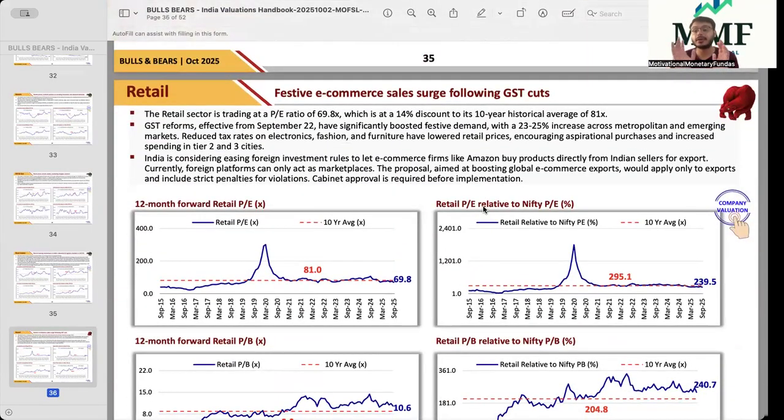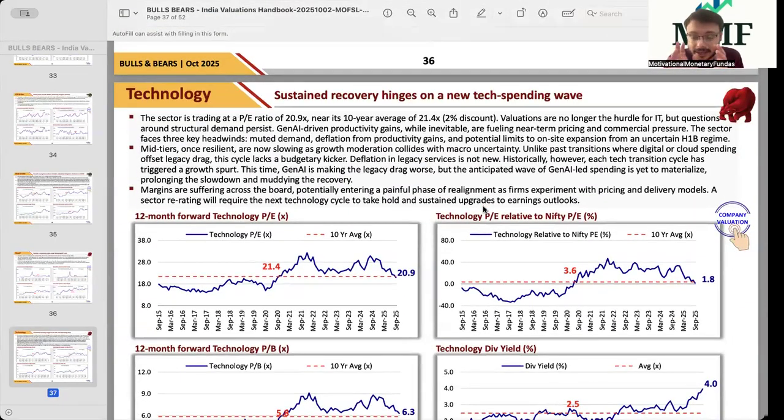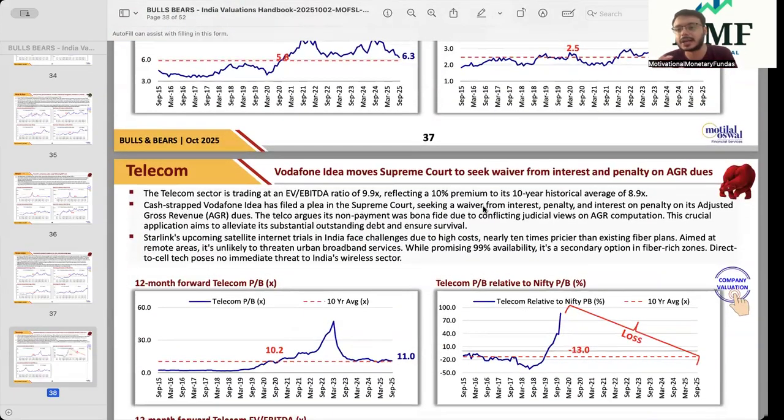Retail, which will really benefit on account of the consumption boost and GST cut, is trading at a 14% discount to long-term averages finally. They have been waiting for this time. The long-term average has been around 81x or something, but it's currently trading at 69.8x. Technology, finally at a 2% discount. We have faced all those headwinds, US tariffs, H1B visa, but now the earnings are bound to come back in the subsequent quarters. Historically, the average has been 21.4x. It's currently trading at 20.9x price to earning multiple.